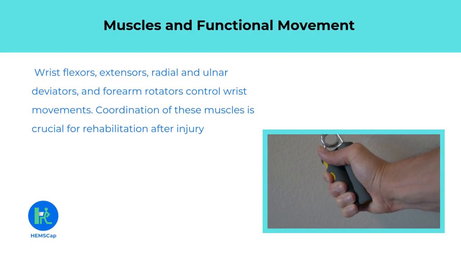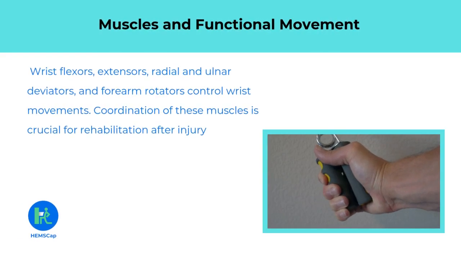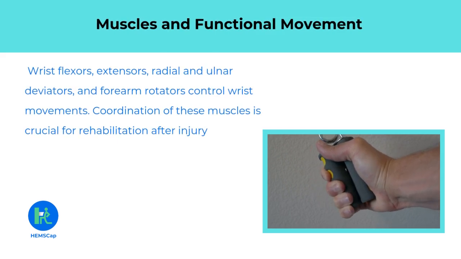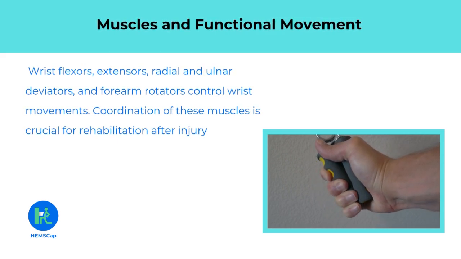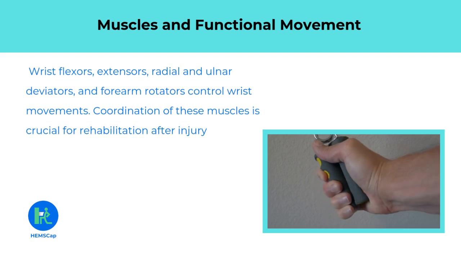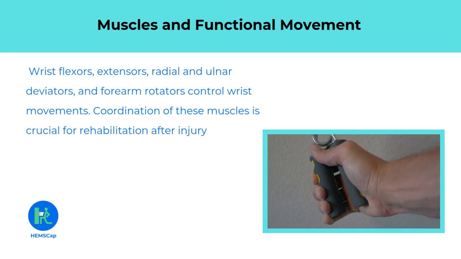Wrist flexors, extensors, radial and ulnar deviators, and forearm rotators control wrist movements. Coordination of these muscles is crucial for rehabilitation after injury.